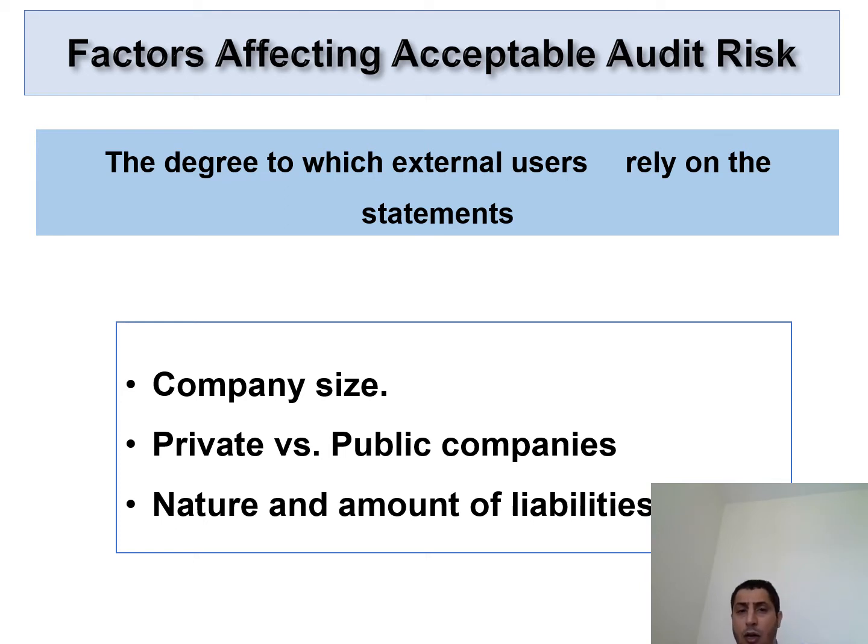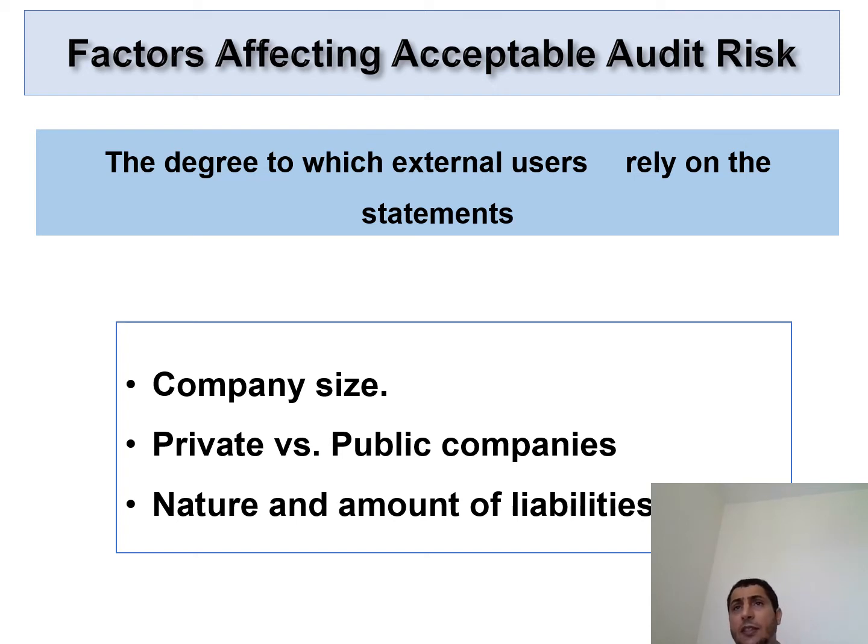So the more external users rely on the financial statement, the lower the acceptable audit risk should be. So what are the factors that increase the reliance of external users on the financial statement? One is the company size.